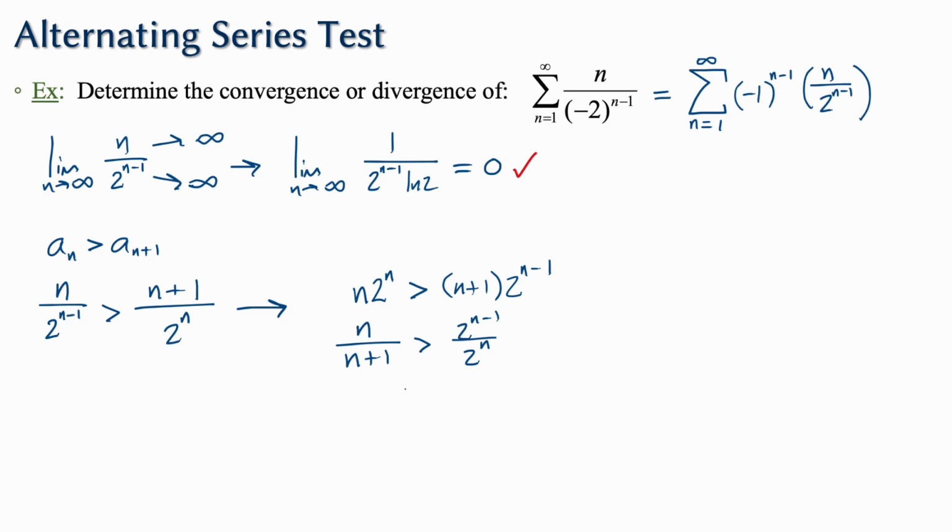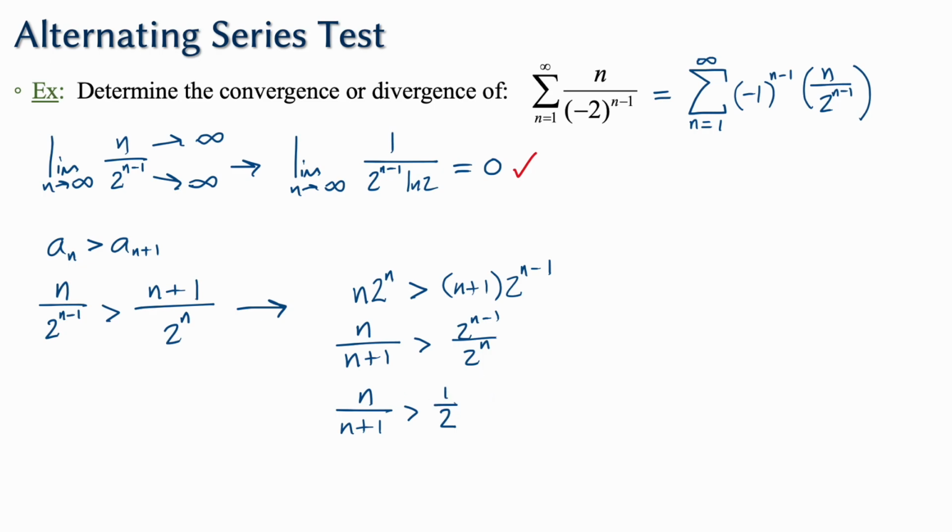So my next step is I'm going to leave this side alone. However, on this side, I can just rewrite this, because they have the common base of 2, and when you subtract the exponents, you take n minus 1 minus n, which is -1, and 2 to the negative first power is simply 1/2.